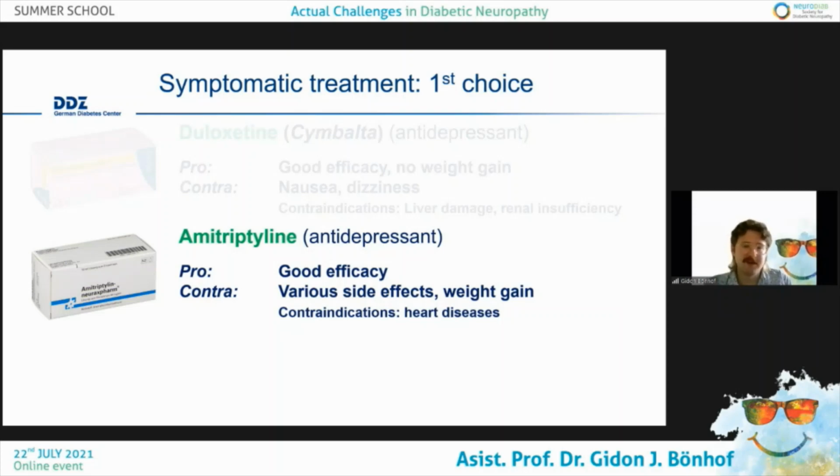So with those substances, often you can catch two birds with one stone if you use an antidepressant to treat depression as well as neuropathic pain. But the disadvantage of amitriptyline is that it has many side effects, and you cannot use it in people with progressive heart diseases.